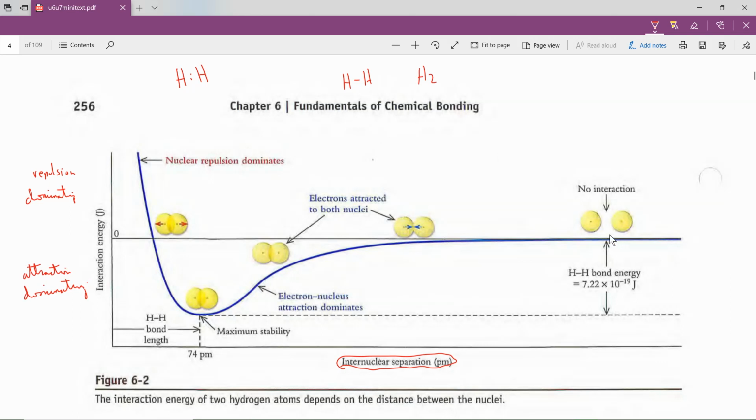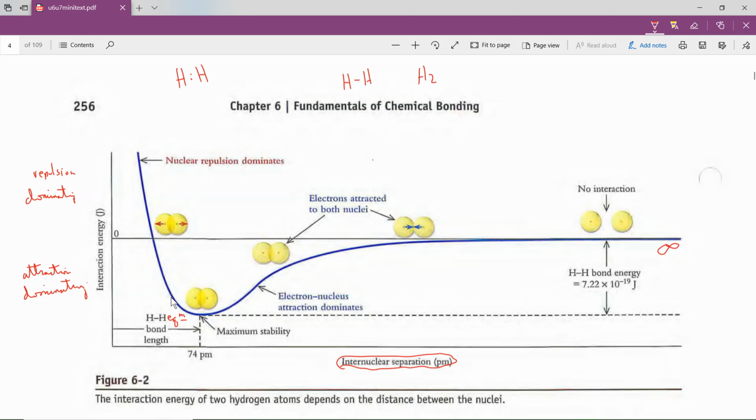Okay, so far away from each other, like infinitely far away, one hydrogen atom doesn't even know the other hydrogen atom exists. Then as the two nuclei get closer to each other, you get electrons attracted to both nuclei, and the electron-nuclear attraction starts to dominate. So you start getting this well of stability. At the maximum stability, you're at what's called the equilibrium bond length, 74 picometers in this example. So at the bottom of the well, you have the maximum stability. You have the greatest preference of attraction over repulsion.